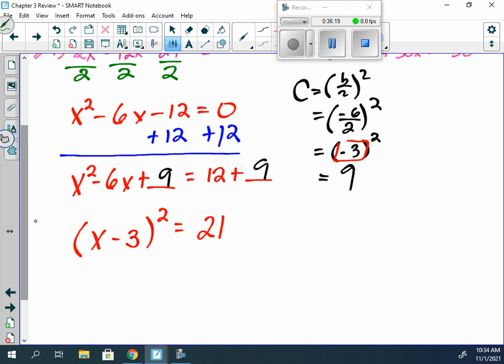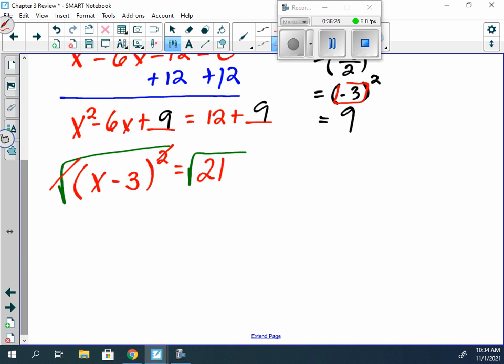Now our next step would be to square root both sides. Here the square root and square would cancel, leaving us with x minus 3 is equal to plus or minus. Can we take the square root of 21? Not and get whole numbers. There's no way to reduce it either, because the only factors of 21 are 1 and 21 or 3 and 7. And neither one of those would reduce.